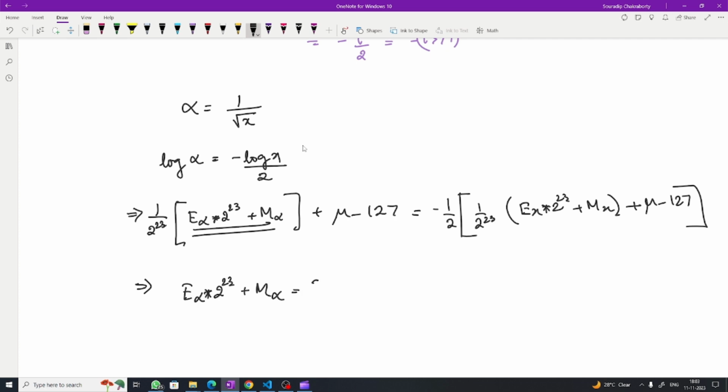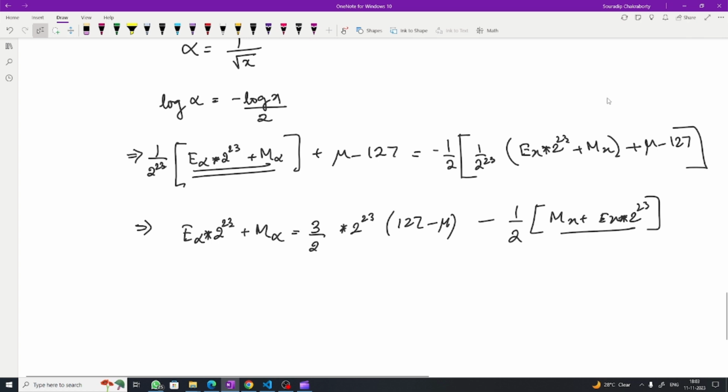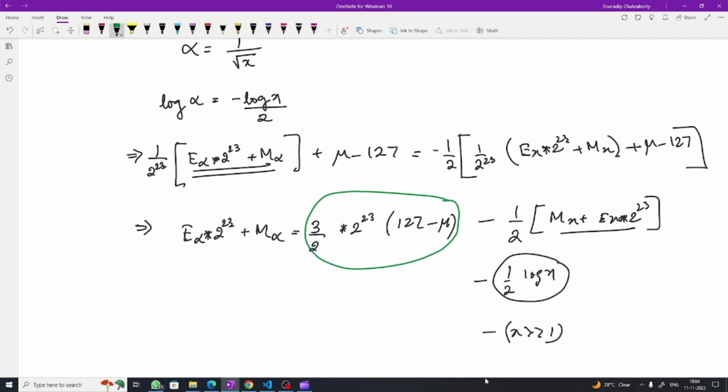Plus m alpha is equivalent to 3 by 2 into 2 to the power 23 into 127 minus mu, minus 1 by 2 into mx plus ex into 2 to the power 23. Now this is a bit representation, so this can be represented as 1 by log x. So we calculated this as minus x right shifted by once. But see, this entire thing is a constant.